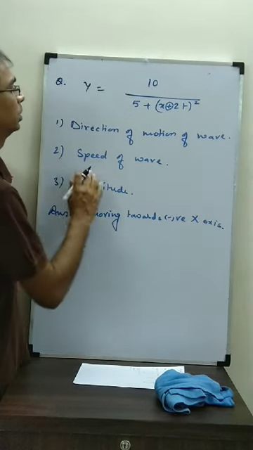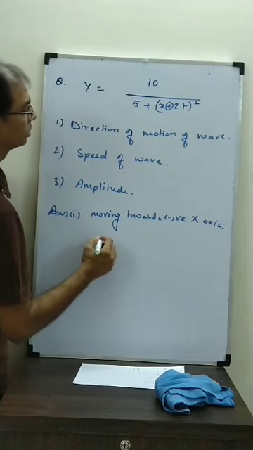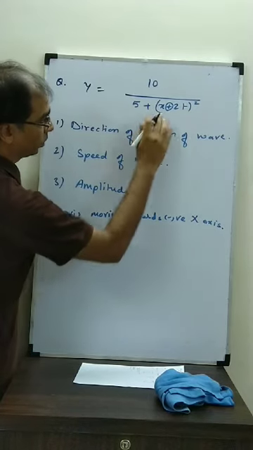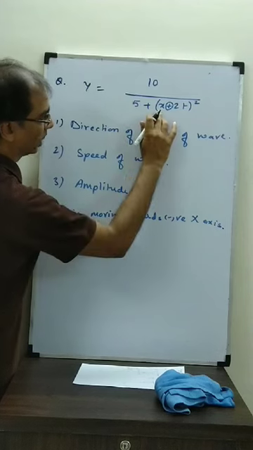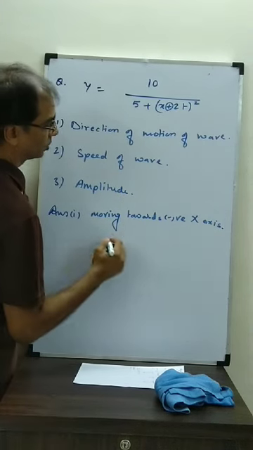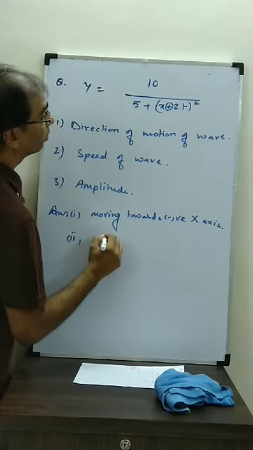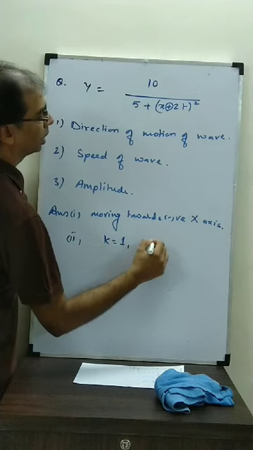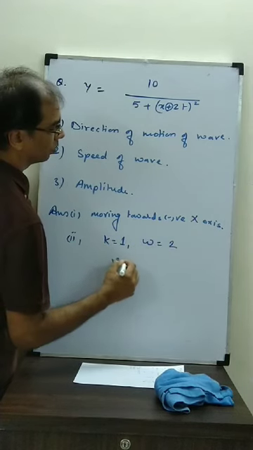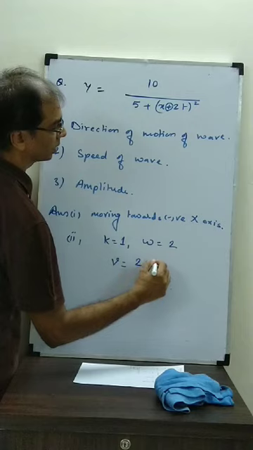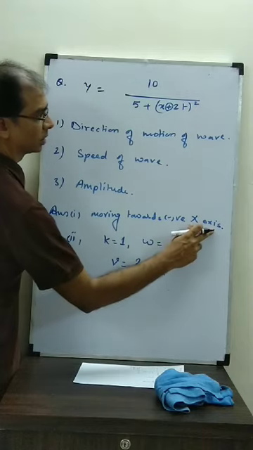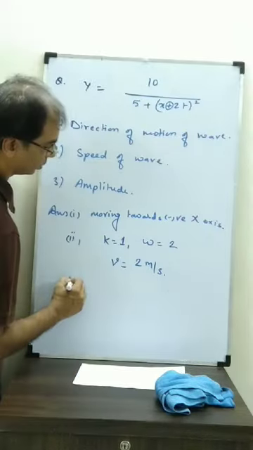Second thing, speed of the wave. So what do you do then? We know what this form is. You compare it with kx plus omega t. So we are comparing it. K value 1, omega value 2. So v equal to omega by k, that is 2 meter per second, towards negative x-axis.